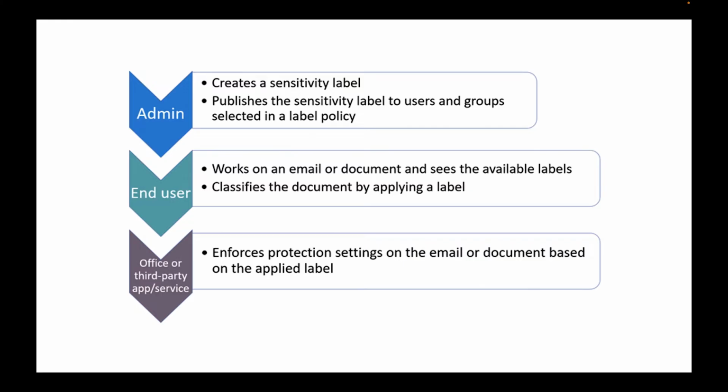So then you have the end user works on an email or a document and sees the available labels, classifies the document by applying a label. That is the screenshot I showed you earlier with the Excel document where there was a drop down and you can choose what sensitivity label. So then also you have the Office or third-party app enforces protection settings on the email or document based on the applied label.